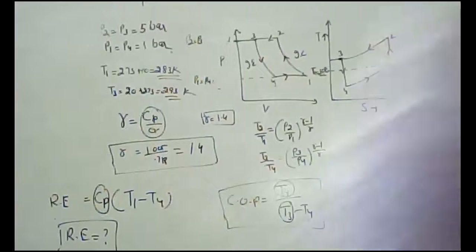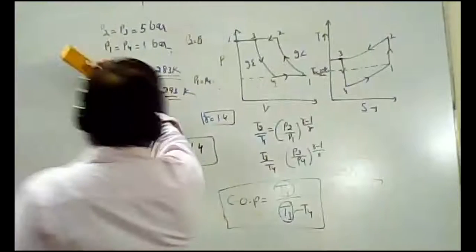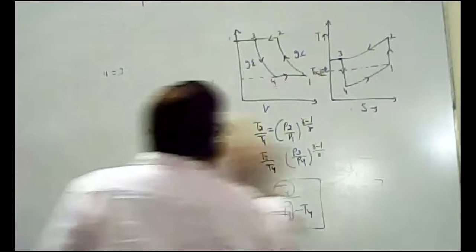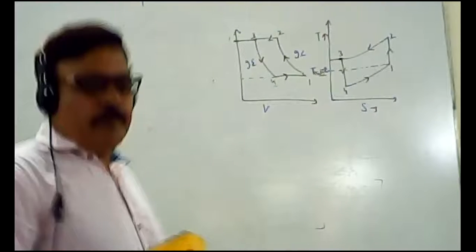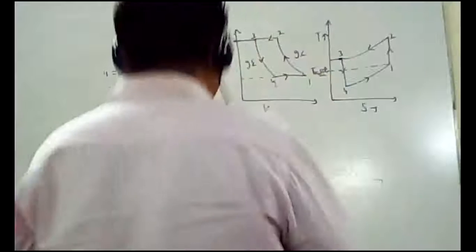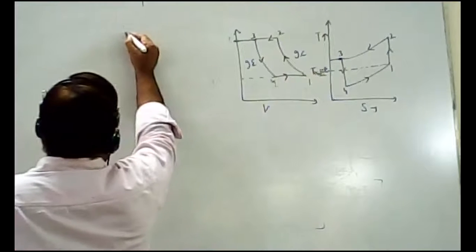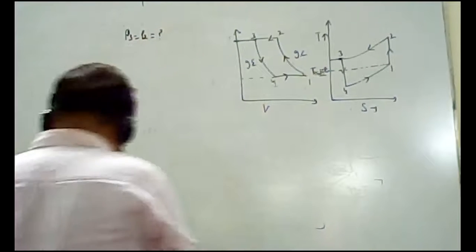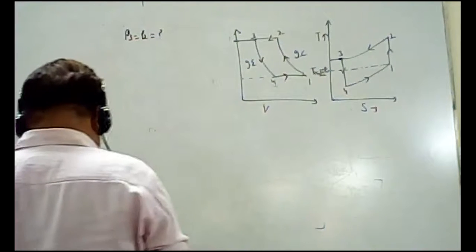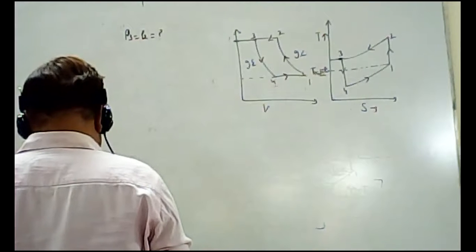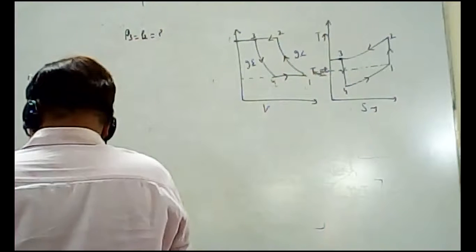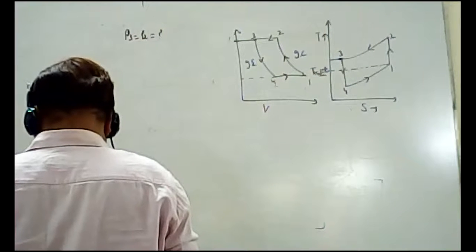So beta, I'm going to give you the hint how to solve this numerical. First of all, again, the value of P3 is equal to P2 is given. How much? 1 bar and what will be the value given? .05 bar.